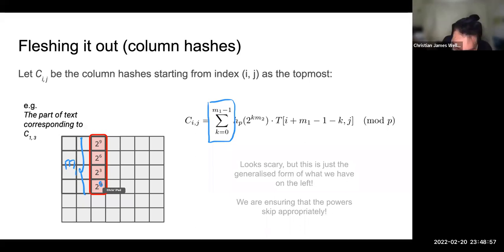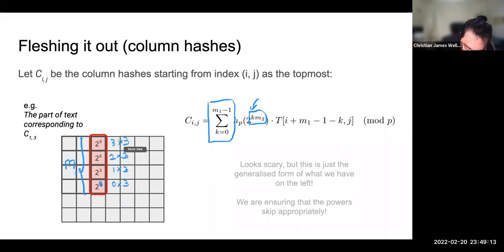And then what's this KM2 over here? This KM2 over here, the K is because we want this. Notice how this is 0 times 3. This is 1 times 3. This is 2 times 3. And this is 3 times 3, right?